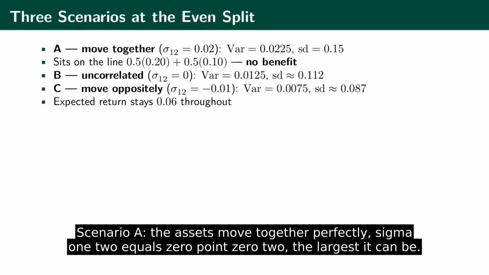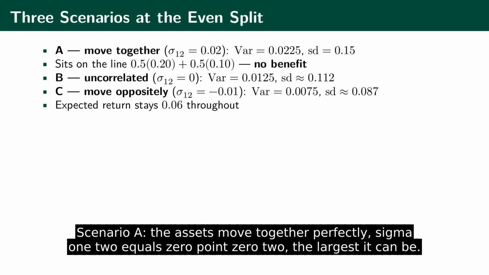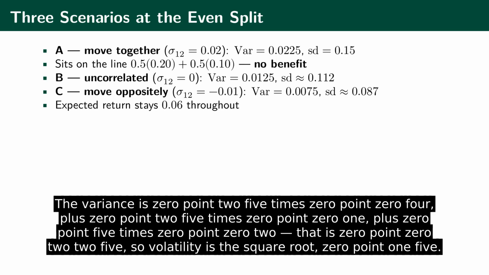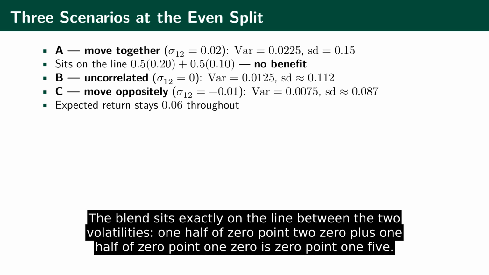Scenario A. The assets move together perfectly, sigma 1, 2 equals 0.02, the largest it can be. The variance is 0.25 times 0.04 plus 0.25 times 0.01 plus 0.5 times 0.02, that is 0.0225, so volatility is the square root, 0.15. The blend sits exactly on the line between the two volatilities. 1/2 of 0.20 plus 1/2 of 0.10 is 0.15. No diversification benefit at all.